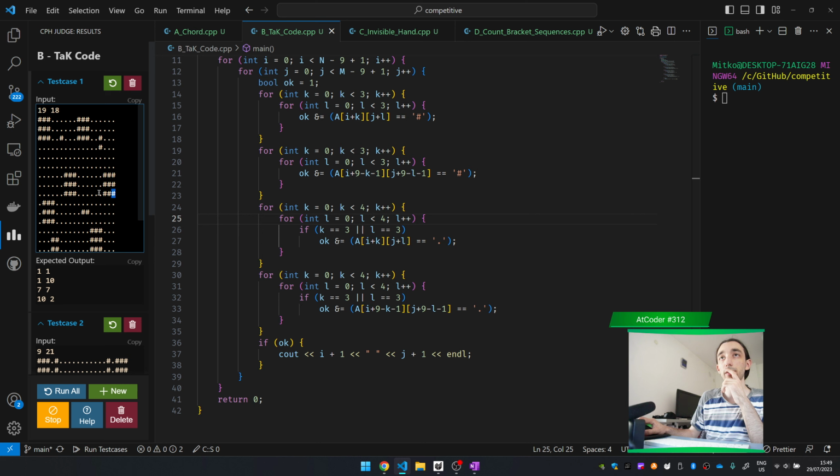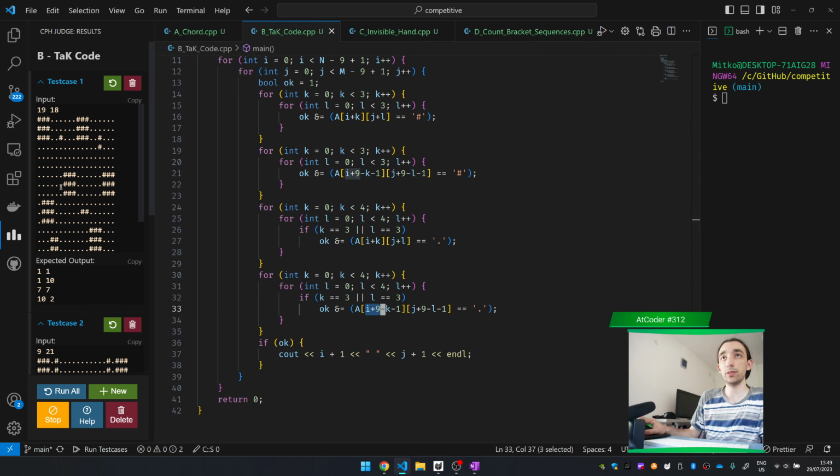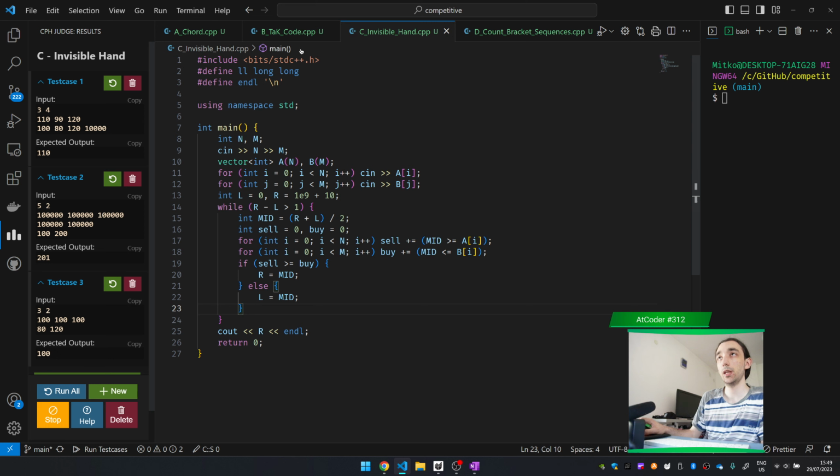I start from here and I subtract. This is why I say I plus 9, because I plus 9 is this point here. Then minus k and minus 1. So I plus 9 minus 1 is this point here, and then minus k is where this point is in the row, and then where it is in the column. Because these are squares, you don't have to worry about indices, you just have to worry that these are dots when this is equal to 3. And otherwise these have to be hashtags. So it's pretty simple.